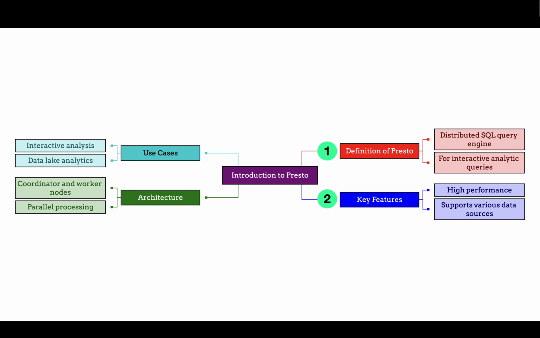2. Key features. Presto is known for its high performance, support for a variety of data sources, scalability, and the ability to query large datasets quickly. It can handle complex queries, including joins and aggregations.